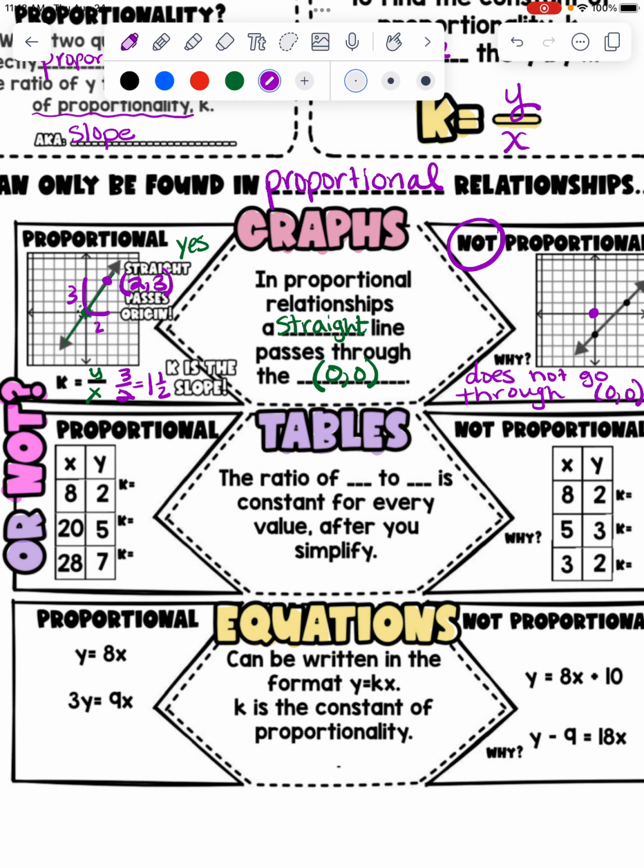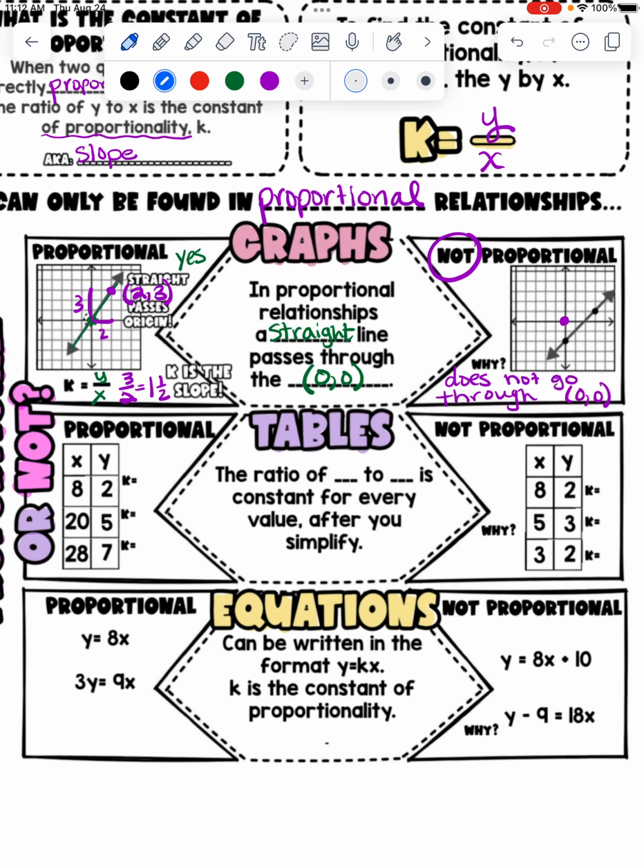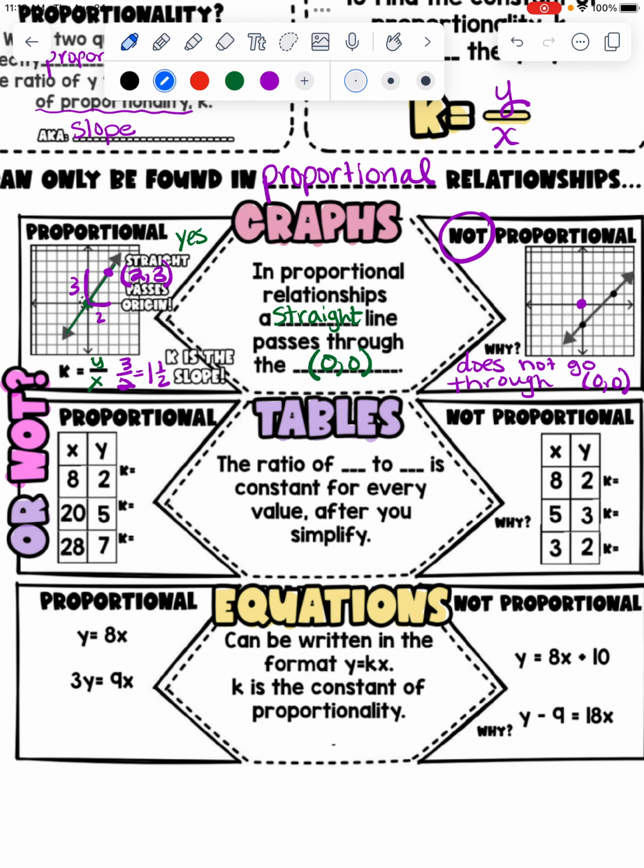The other way we can represent a relationship is through tables. You can see 2 tables here. They can either be vertical like the ones shown here or horizontal. If we, again, find that ratio of y to x for each pair of numbers in our table, if it's the same for all of them, then it's a proportional relationship.